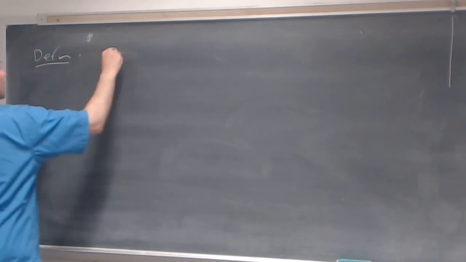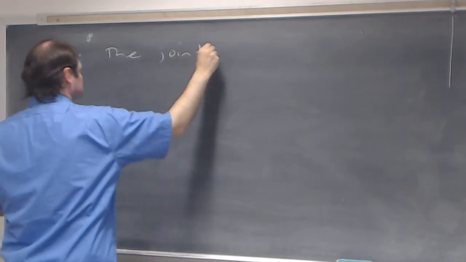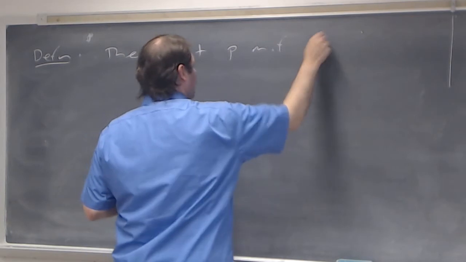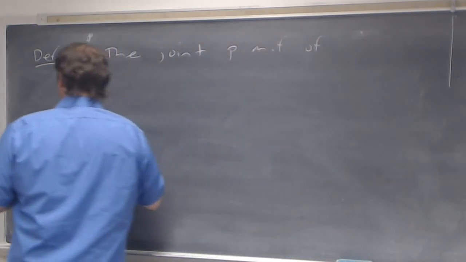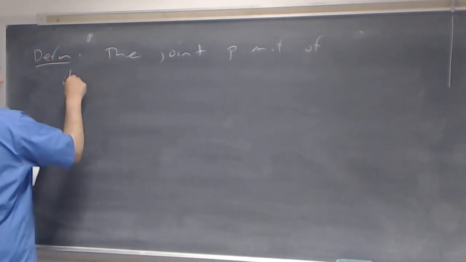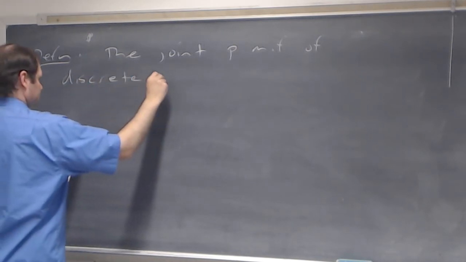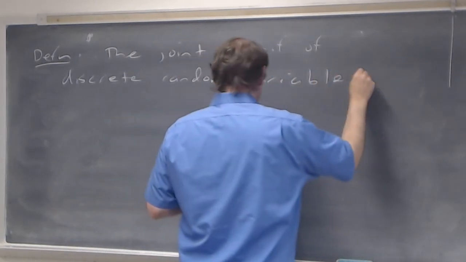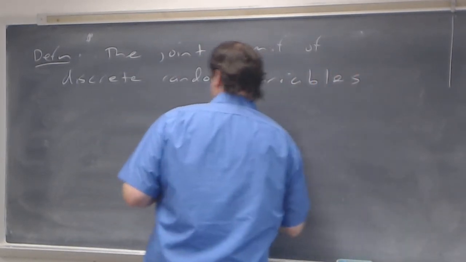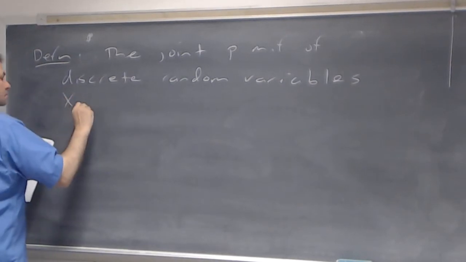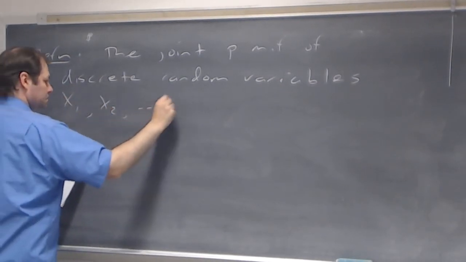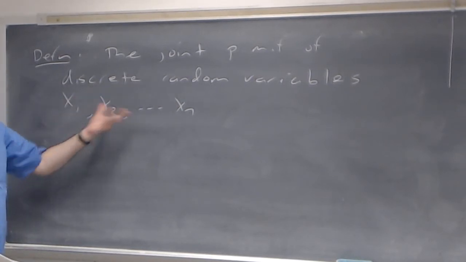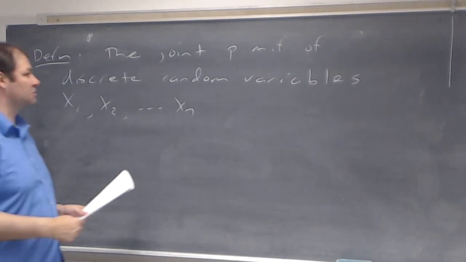Definition: the joint PMF of discrete random variables X of 1, X of 2, all the way to X of n. We had talked about the joint PMF when we just had 2 random variables. Well, what is it when we have n random variables?